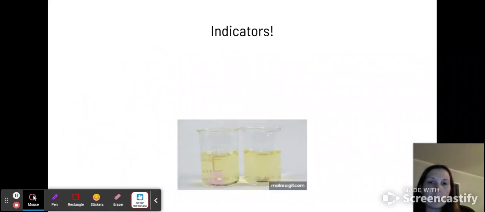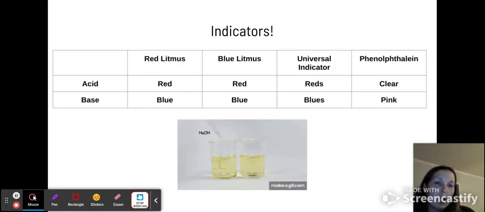So now let's go into indicators, and these change color in solution. The four that we tend to look at are red litmus paper, blue litmus paper, universal indicator, and phenolphthalein, which is the one that you'll see in a lab.